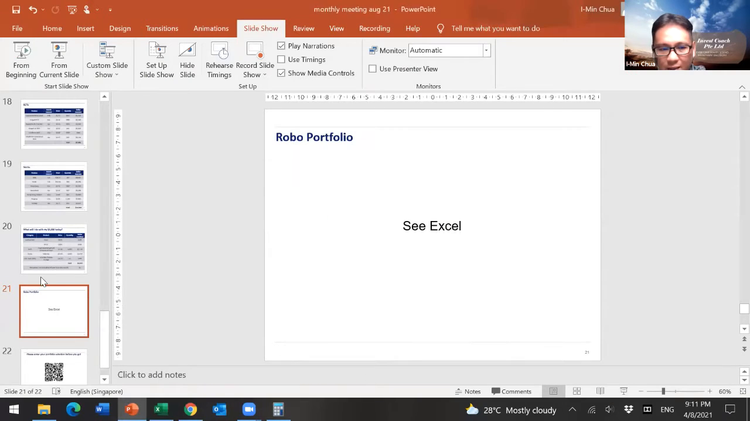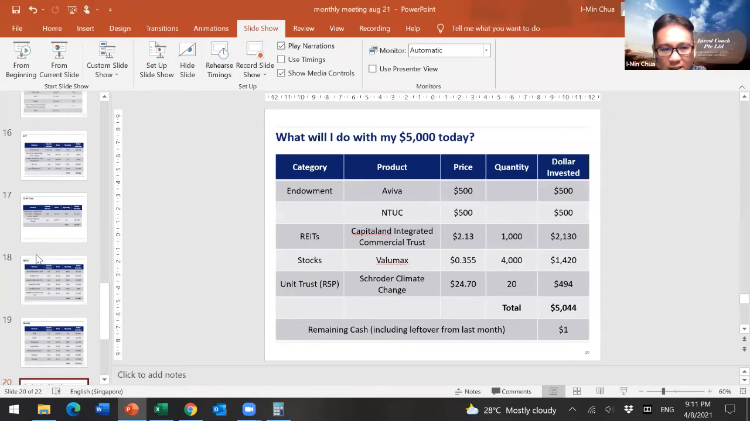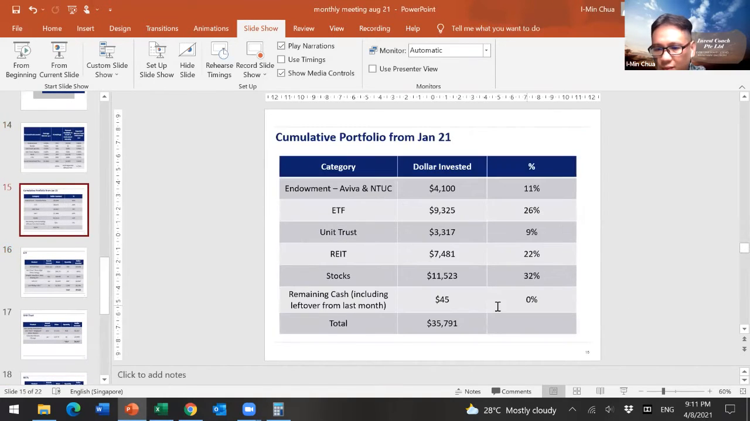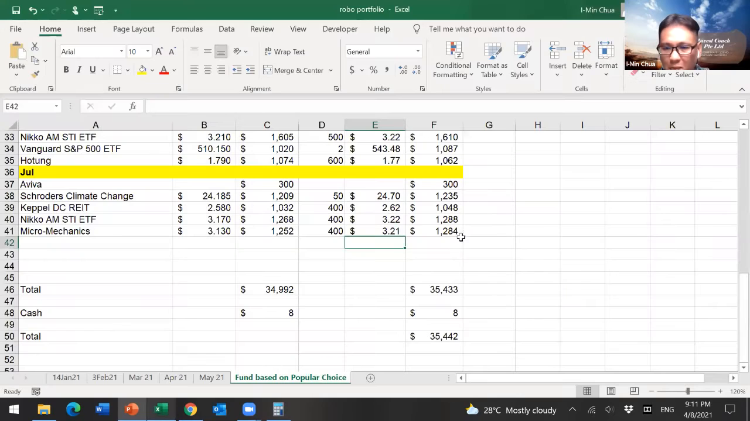Currently my portfolio value is now 35,791. The invested amount is 35,000, so there's a little bit of money there also. And for the robo portfolio, same thing, it is also making money.